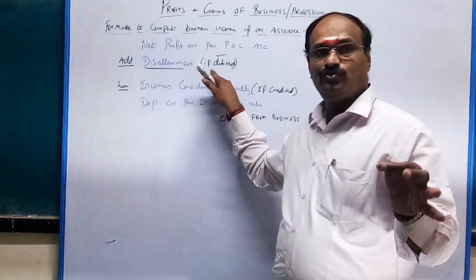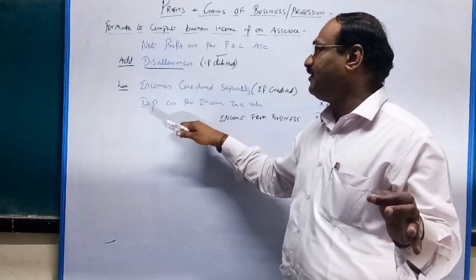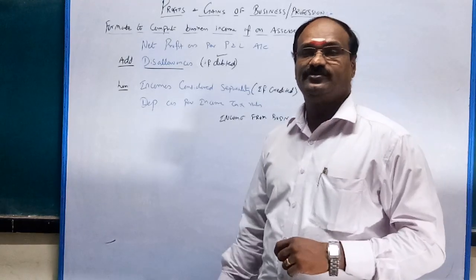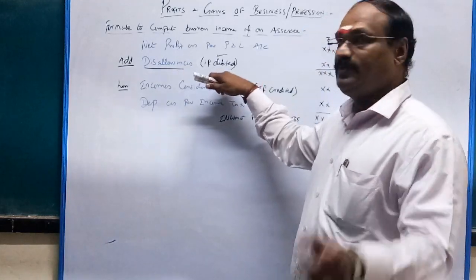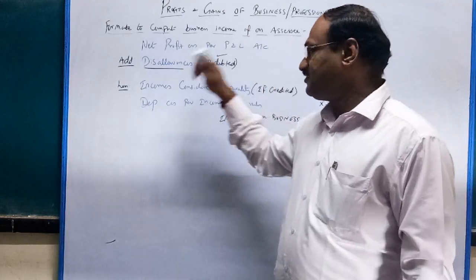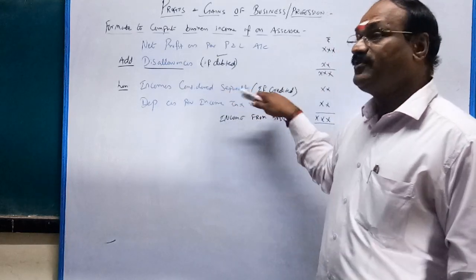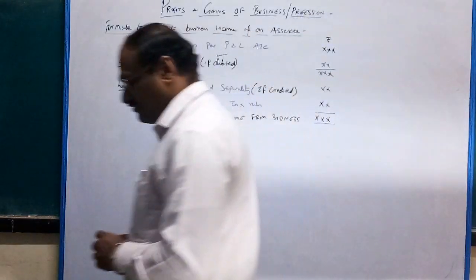After I explain the format, I will go through the disallowances one by one. So disallowances if debited, add back. Next, less: incomes considered separately if credited. What is inside? Very simple.